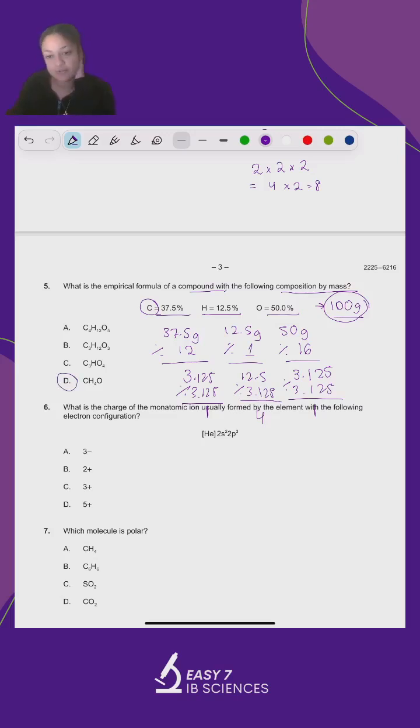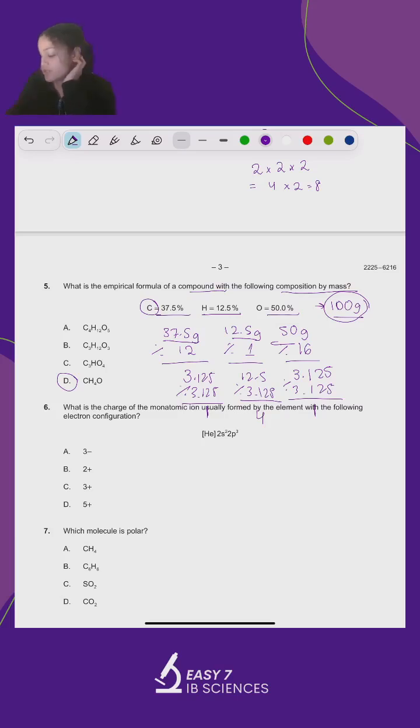So that's how you would solve a question like this: you want to imagine that you have a 100-gram sample, and therefore find out how many grams would exist of each element, then divide by the molar mass to find the number of moles, then find them in the simplest ratio to each other. So this method is going to work for every single question like this, whether that is going to be a paper 1 question or a paper 2 question.